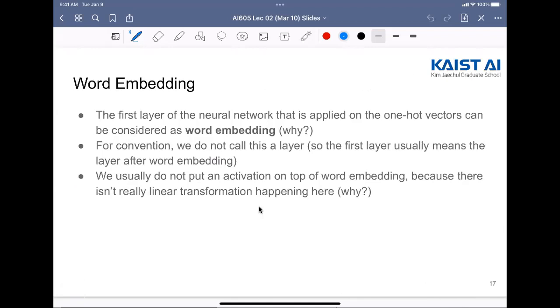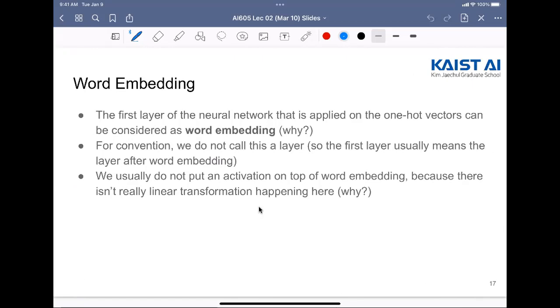In fact, this is the important thing. If you create a model on top of these one hot vectors, whatever you put on top of these inputs will actually be the word embeddings. So that's actually a really important point.